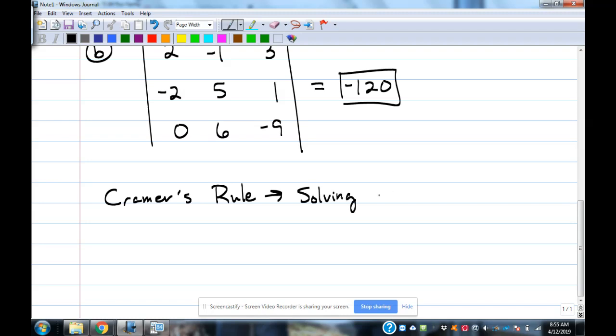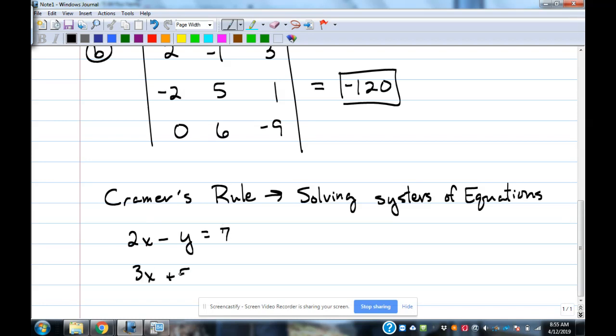All right, so there's this thing called Cramer's rule. Cramer's rule is a way of using determinants to solve a system of equations. We'll take a small system like 2x minus y equals 7, and 3x plus 5y equals 9, and we'll just show how Cramer's rule works. Okay, so you've got what's called a coefficient matrix.